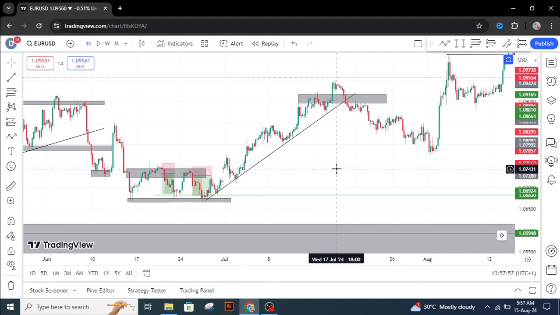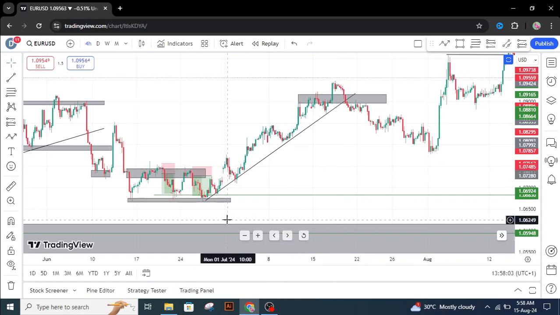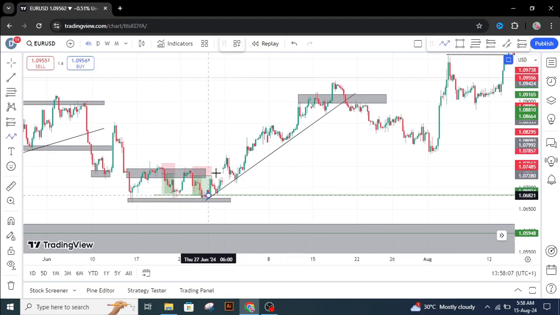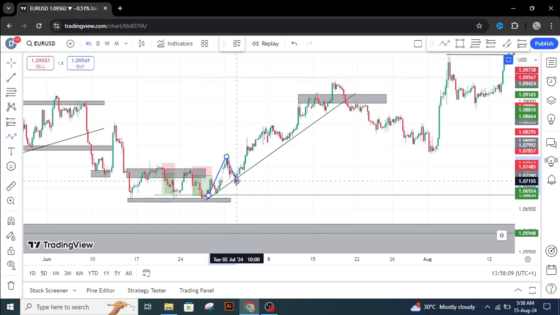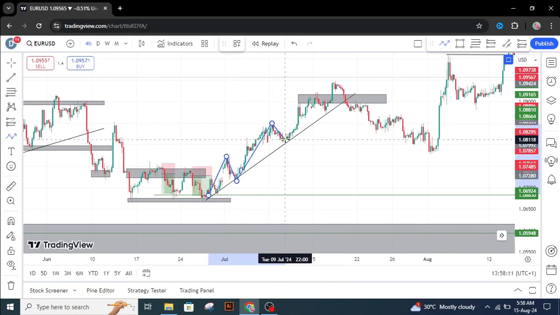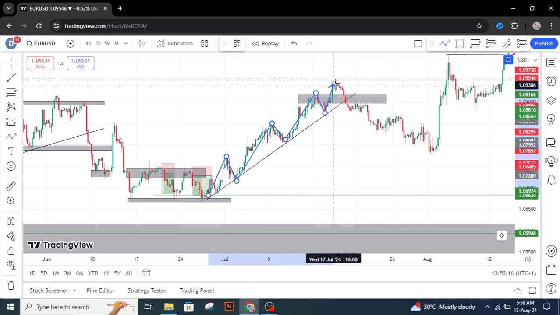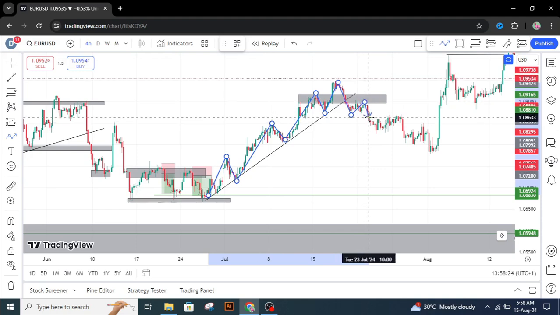Okay, so let's talk about this one now. The other one I talked about was the reverse head and shoulder pattern. The next one is the head and shoulder pattern itself, which looks like this. Take for example, if you look at this trade now, it's giving you this higher high, higher low, higher high, higher low, higher high, higher low, higher high, higher low. Then it makes this lower high.